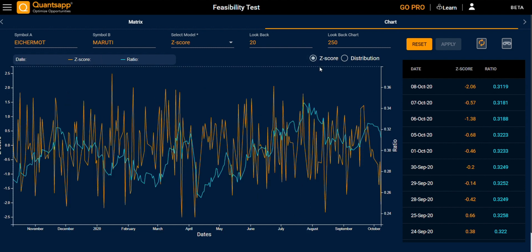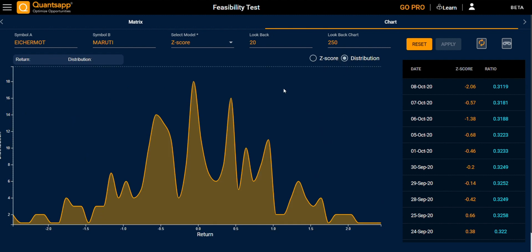Moving ahead, we can also see the return distribution, and on the right, we also have a table view for all the selected models. As we have taken the z-score, we are getting day-wise data for the z-score and the price ratio. Lastly, you can also export the data to the watch list.